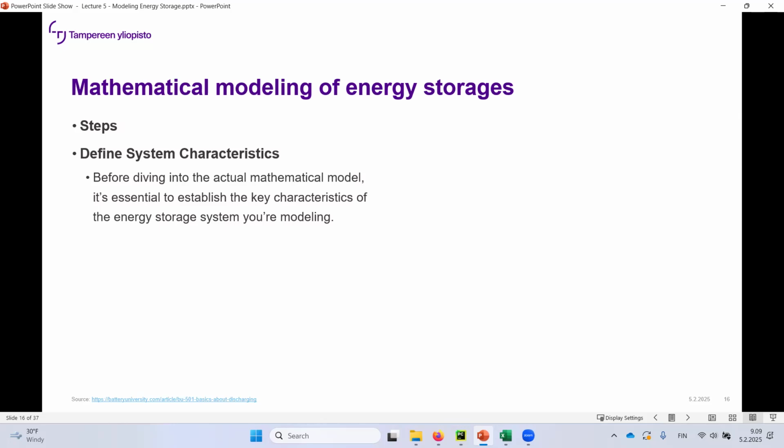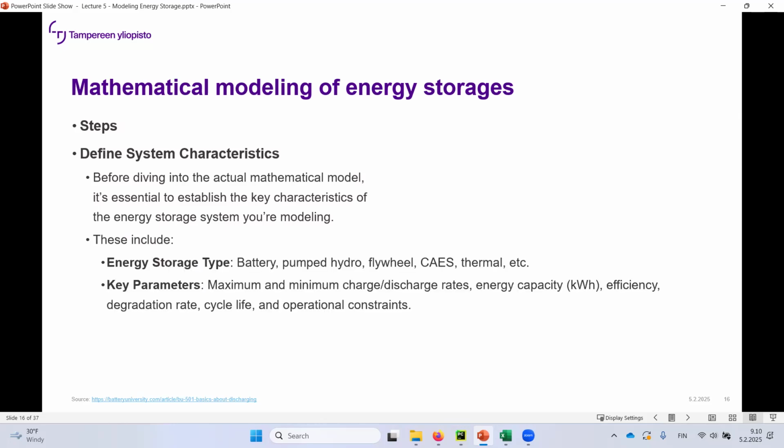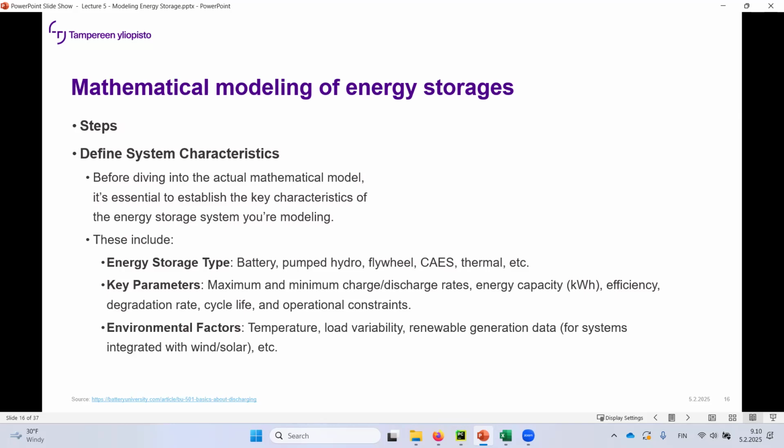So, mathematical modeling of energy storages. First, you have to define the system characteristics. Before you make the mathematical model, you have to think about the characteristics of the system. So how much is the charge and discharge power? Are they separated? Are they linked to one another? What's the energy capacity and so forth? What's the discharge, or rather the round trip efficiency and so forth? So: energy storage type, maximum and minimum charge and discharge rate, energy capacity, efficiency, degradation rate, cycle life, operational constraints, and environmental factors.